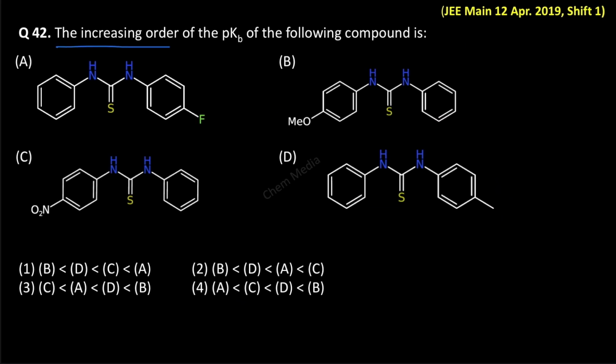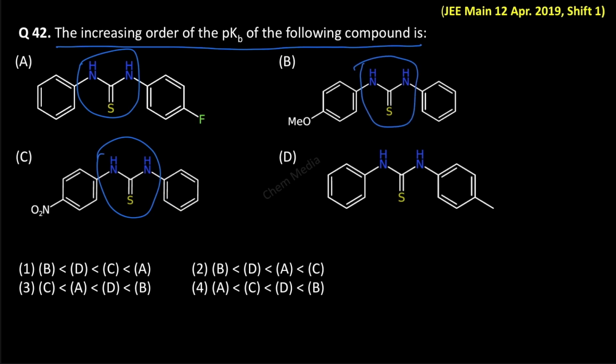The increasing order of the pKb of the following compounds is which one? We have 4 different molecules. All of them are derivatives of thiourea, isn't it? On one side we have phenyl ring, on the other side we have para substituted phenyl ring, and that's where comes the difference. But all of them are derivatives of thiourea.